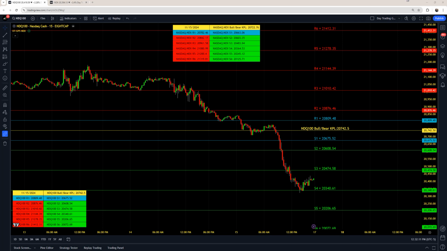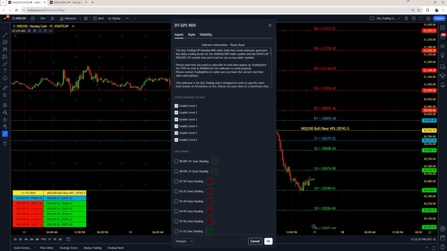So this is the instructional video for the Day Trading GPS Nasdaq Index Daily Key Levels Indicator. The first thing we're going to do is look at the user control panel. If you open up your user control panel, you'll see at the top an information box that you need to read through before you start using the indicator. We will go through that first before we go through the rest of the functions and features of the indicator.